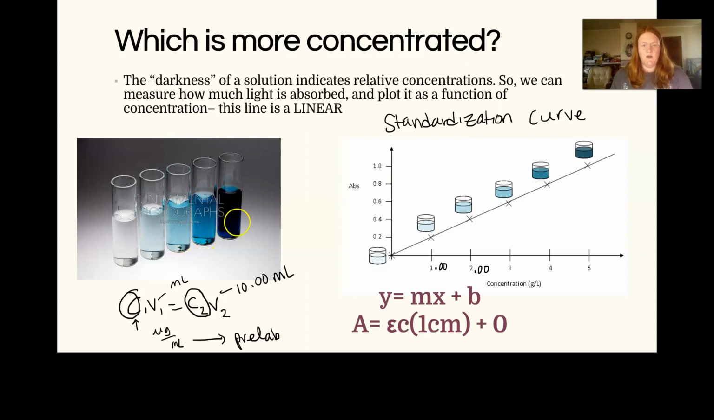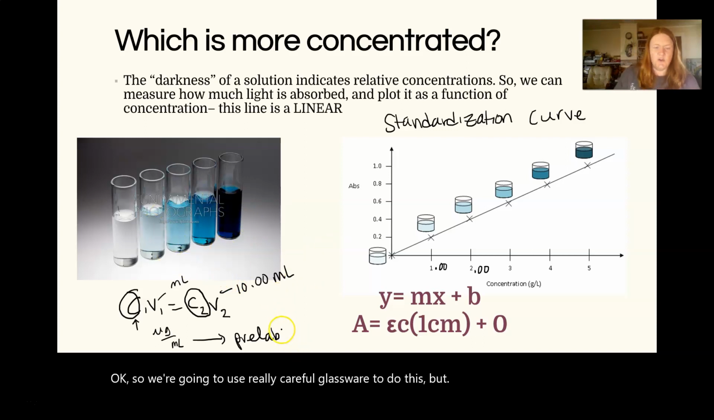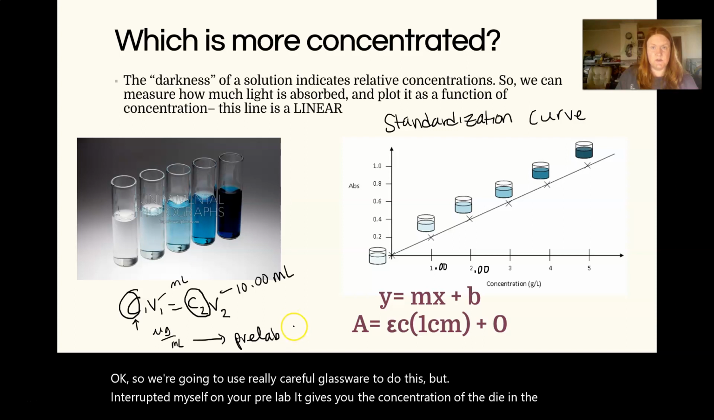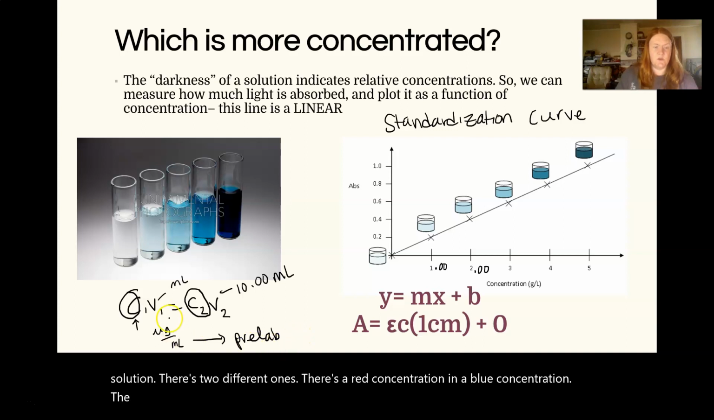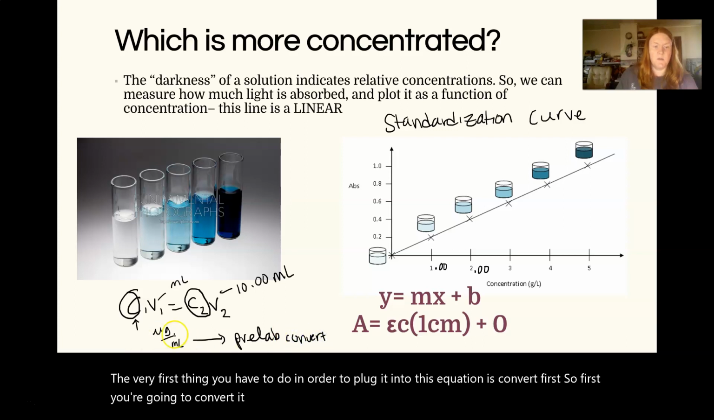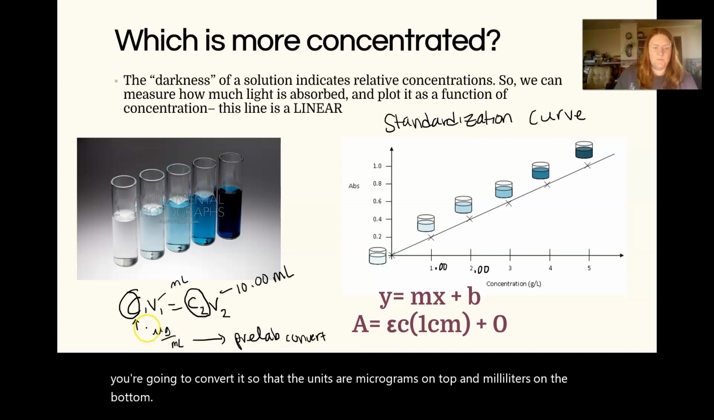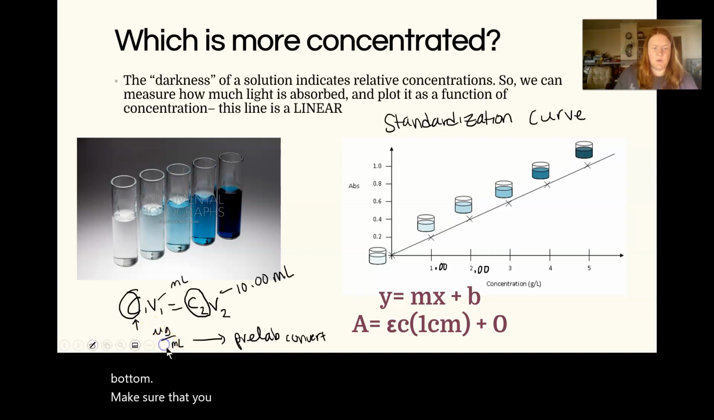Okay, so we're going to use really careful glassware to do this. But, oh, interrupted myself. On your pre-lab, it gives you the concentration of the dye in the stock solution. There's 2 different ones. There's a red concentration and a blue concentration. The very first thing you have to do in order to plug it into this equation is convert first. So first you're going to convert it so that the units are micrograms on top and milliliters on the bottom.